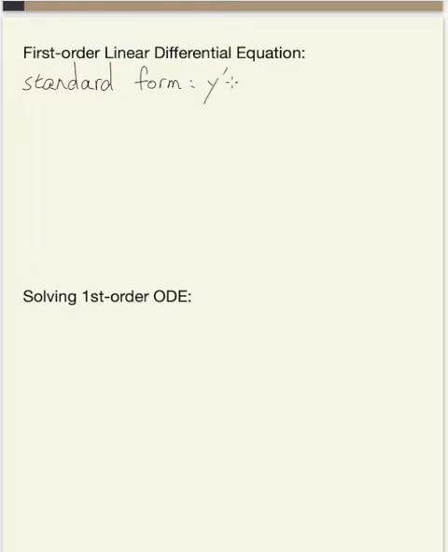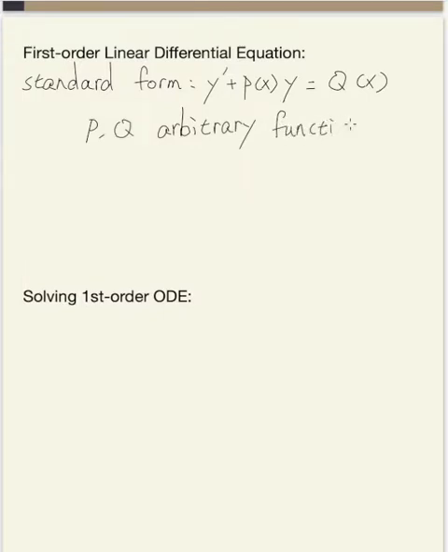y prime plus p of x times y equals q of x. Okay, and here p, q are arbitrary functions of x. Okay. So first order means the highest order derivative involved is the first order derivative.